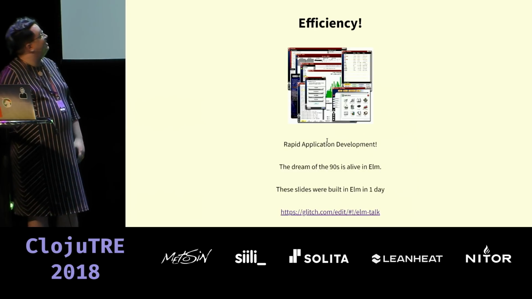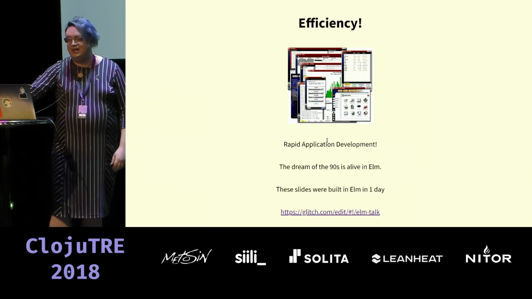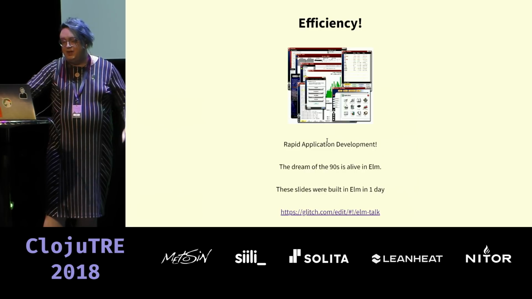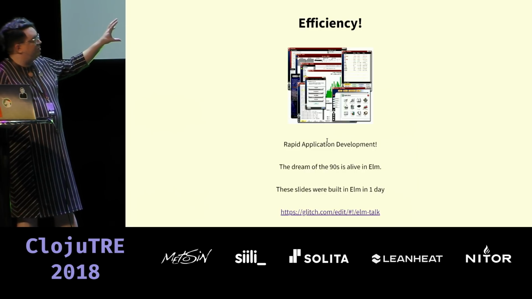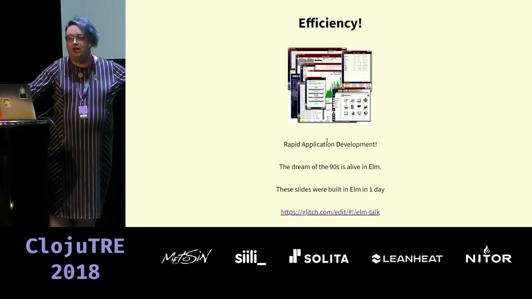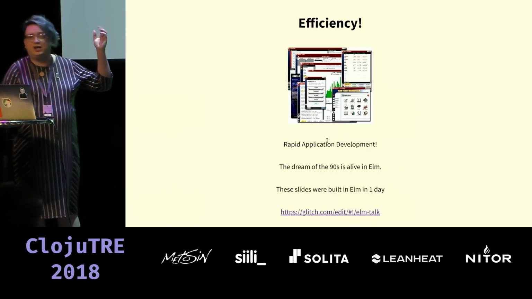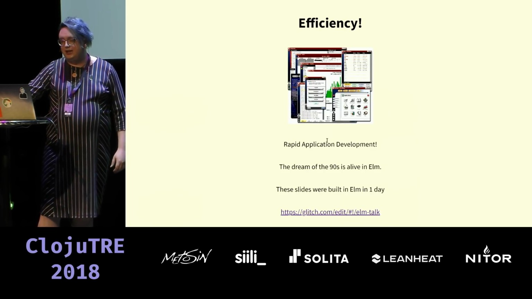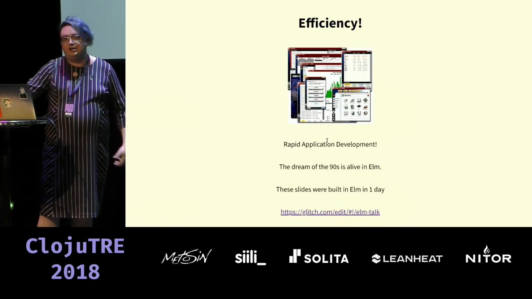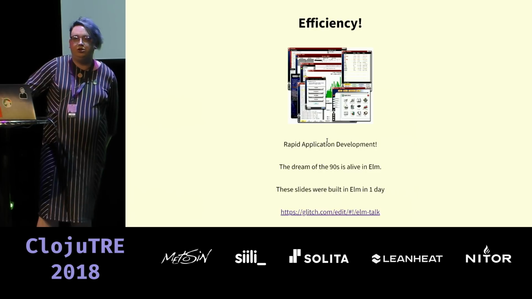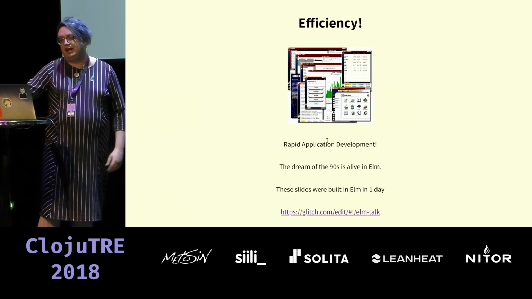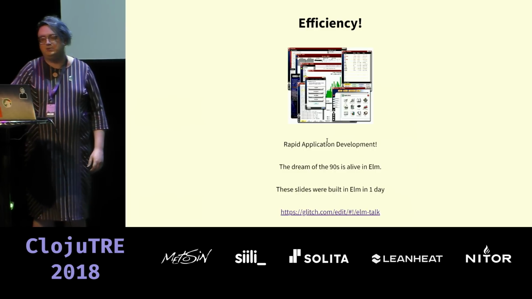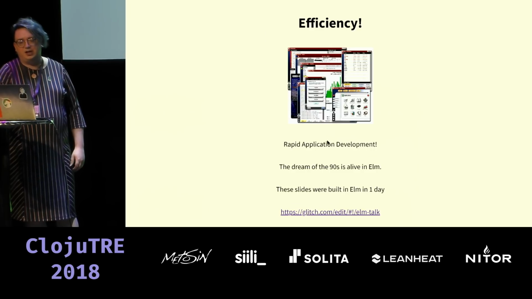It's very efficient. Rapid application development. The dream of the 90s is alive in Elm. These slides, this entire slideshow, the actual software framework for this is written entirely in Elm. It took me about a day of work, and the code is up on glitch.com. You can take a look at that later. But generally speaking, I find it's very quick to get up and running with new Elm code or extending existing Elm code because it's functional, so it's very expressive, and the type system kind of helps you along without spending a lot of time debugging.